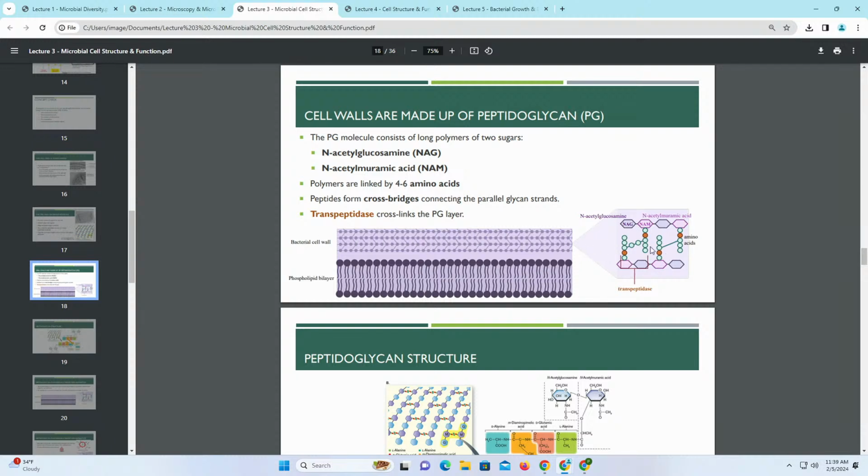So you have these chains that are on both ends, on the top and the bottom, and they have to be linked somehow. They're linked by these amino acids, and these amino acids then form cross bridges to one another that connect the parallel strands. Beyond this, the peptidoglycan layer also needs one more step to be linked together and be strong, and that's having this transpeptidase that helps to cross-link the entire peptidoglycan strands. So there's a lot of different things that keep it intact.